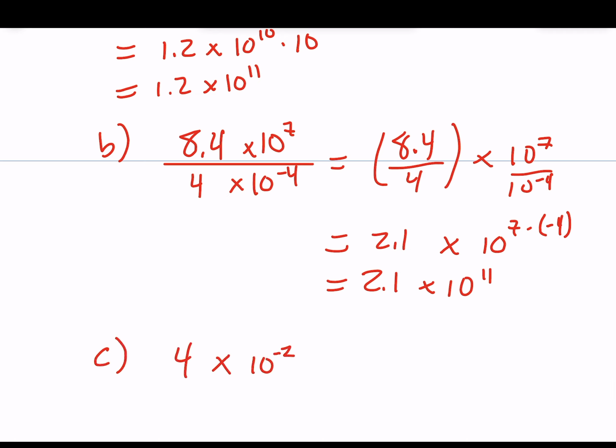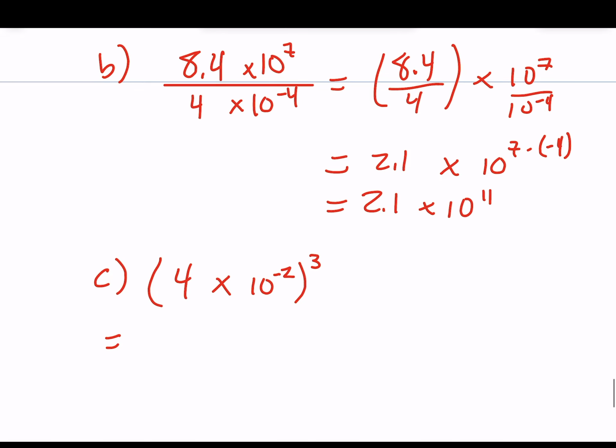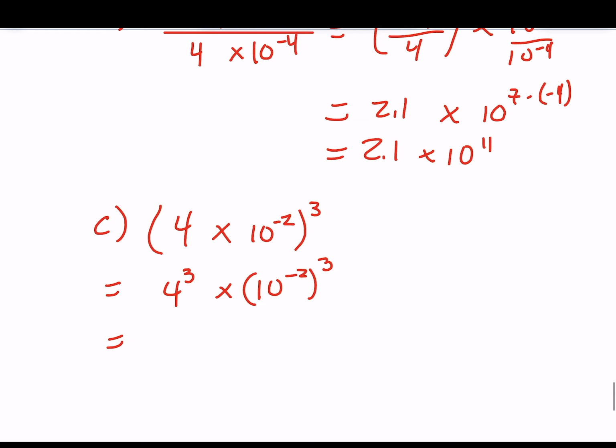This time we have 4 times 10 to the negative 2 power, that quantity raised to the 3rd power. So what we do is we raise both the number and the 10 to our 3rd power. So it's 4 to the 3rd power times 10 to the negative 2 power raised to the 3rd power. And that just means that we multiply those exponents together. 4 to the 3rd power is 64 times 10 to the negative 6 power.